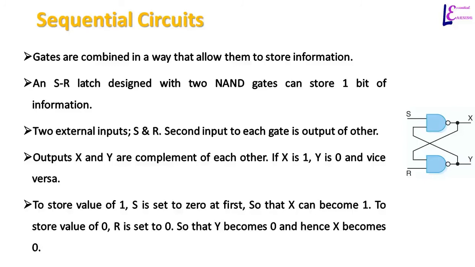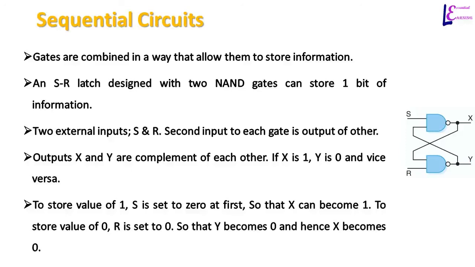In sequential circuits, gates are combined in a way that allow them to store information. An SR latch designed with 2 NAND gates can store 1 bit of information. In this circuit, there are 2 external inputs S and R. Second input to each gate is output of the other gate. You need to remember that NAND gate output is always 1 unless both inputs are high. Since output of one gate is input to other, output X and Y will always be inverse of each other. That is, if X is 1, Y will be 0, and if Y is 1, X will be 0.